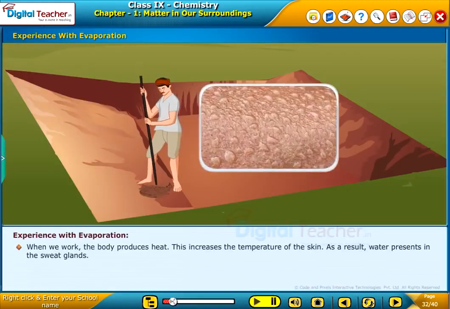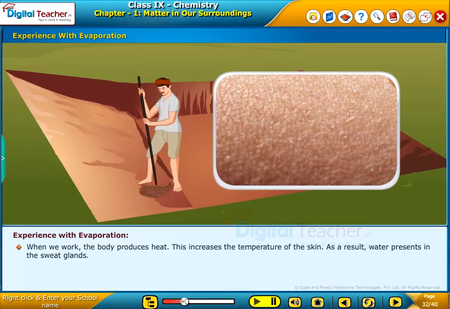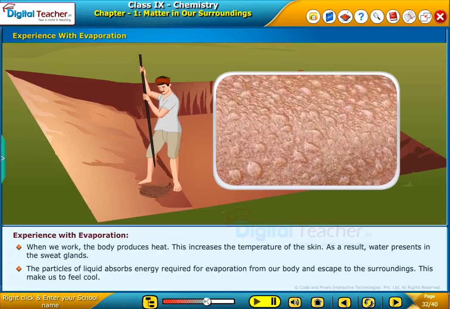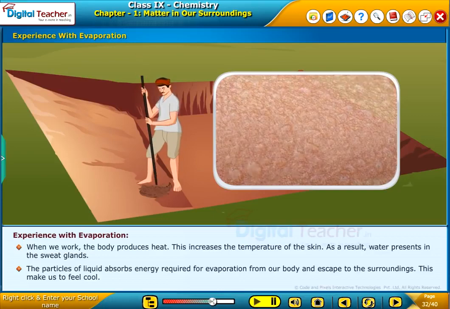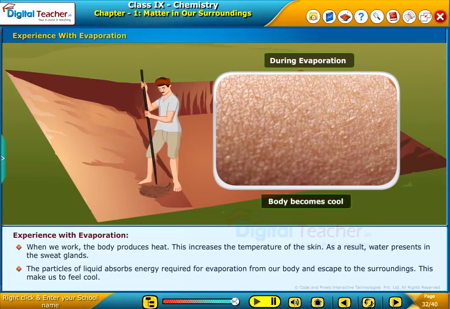When we work, the body produces heat. This increases the temperature of the skin. As a result, water present in the sweat glands evaporates. The particles of liquid absorb energy required for evaporation from our body and escape to the surroundings. This makes us feel cool.